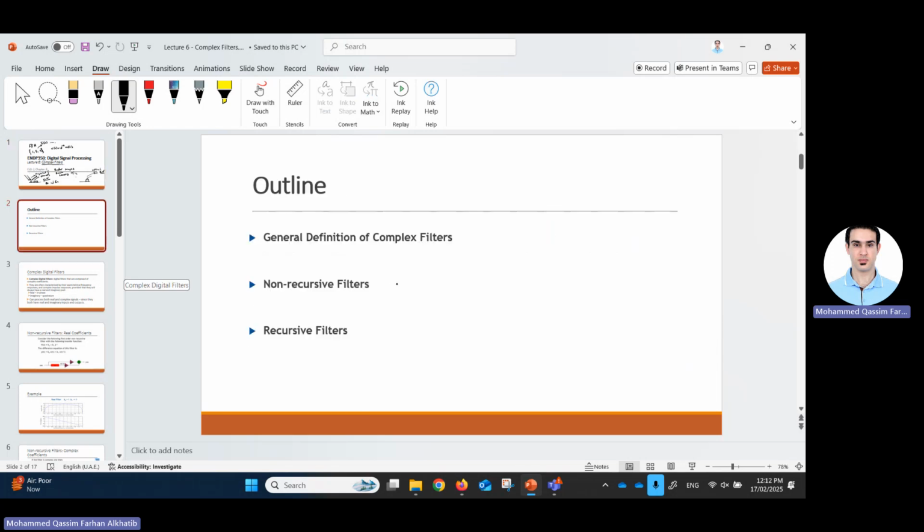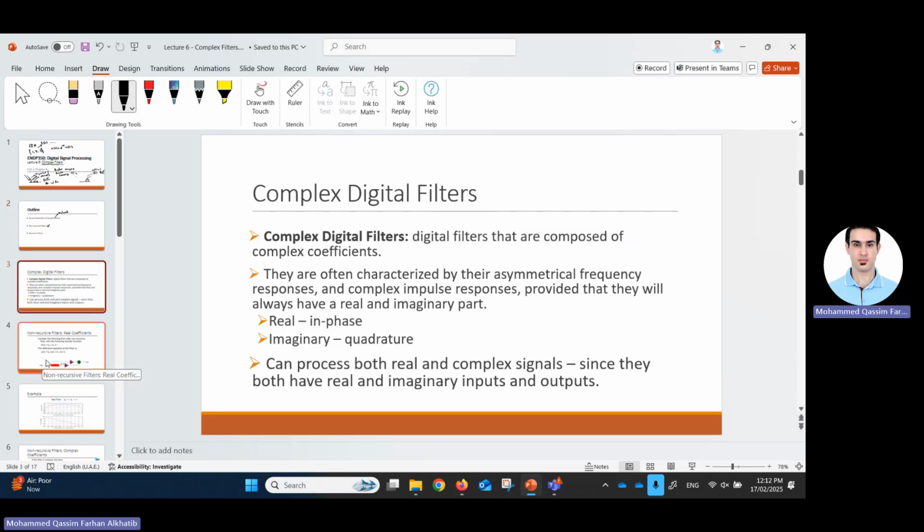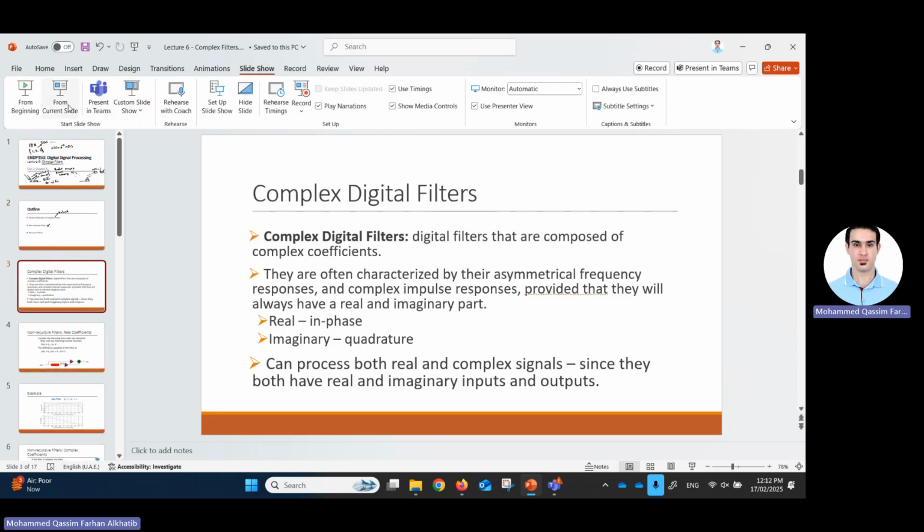All right, so we'll talk about some general definitions of complex filters, or complex valued filters, that will be dealing with imaginary and real parts. A simple example of a non-recursive filter, and we'll talk a little bit about recursive filters, but most of the work will be on non-recursive filters, basically FIR filters. Okay, so let me enlarge the scene.